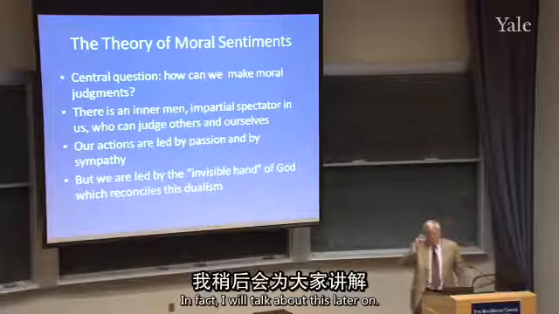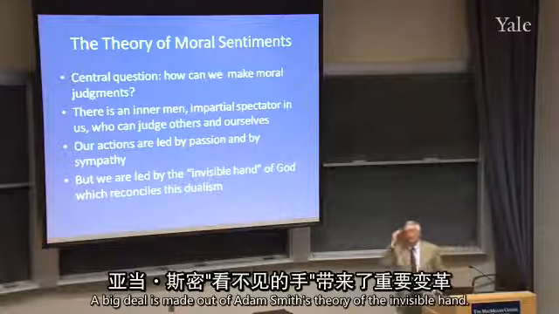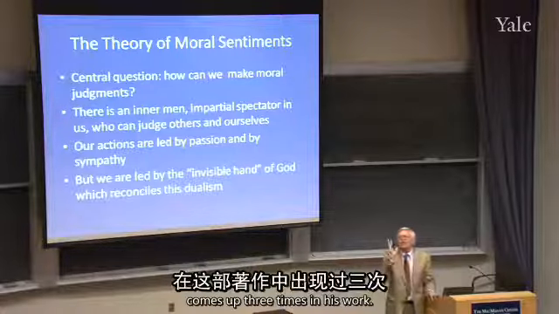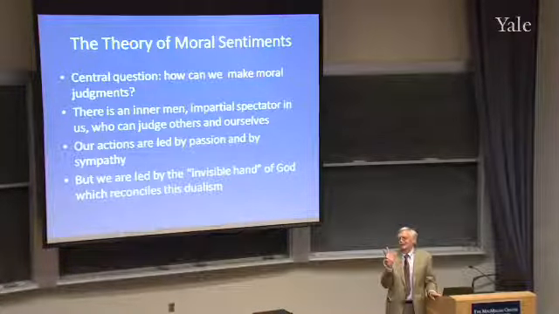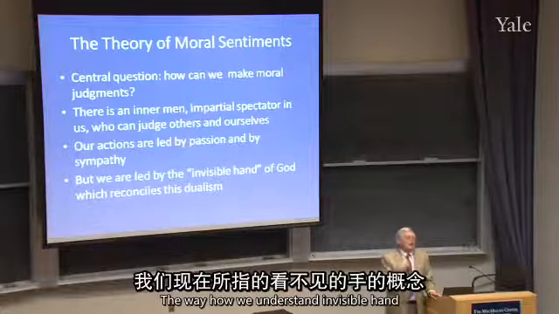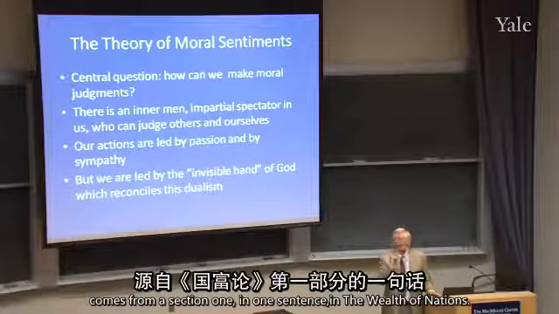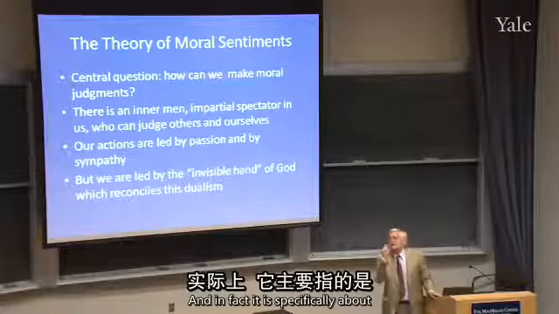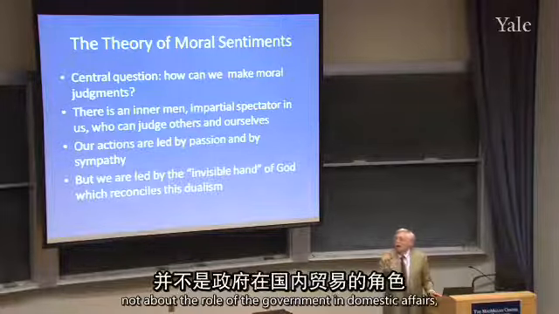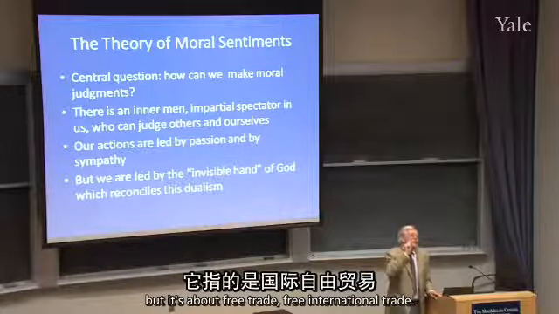That's in fact, I will talk about this later on. A big deal is made out of Adam Smith's theory of the invisible hand. The term, the word invisible hand, comes up three times in his work, right? And each time, he's using it in a different meaning. The way we understand the invisible hand comes from one sentence in the Wealth of Nations. And in fact, it is specifically about foreign trade and international trade, not about the role of the government in domestic affairs, but about free international trade.